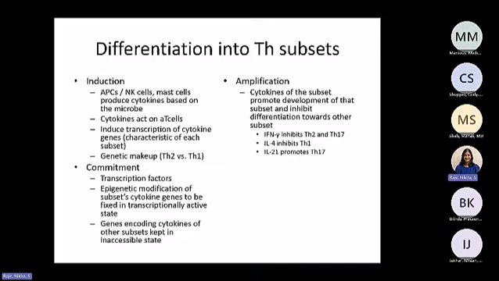And then the third step is amplification, which means the cytokines that help in promoting the cells to become one subset will inhibit the differentiation towards other subsets. Say there are Th1 type of cells releasing interferon gamma. Interferon gamma will help in that positive feedback and commitment to become Th1 cells, but they'll also inhibit the cells around them from becoming Th2 or Th17. IL-4 from Th2 subset will inhibit Th1 differentiation, and IL-21 promotes Th17 and inhibits Th1 or Th2 subset differentiation. Questions?